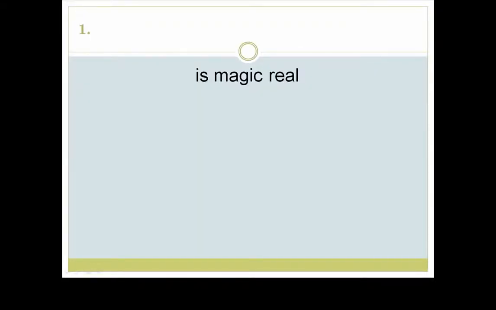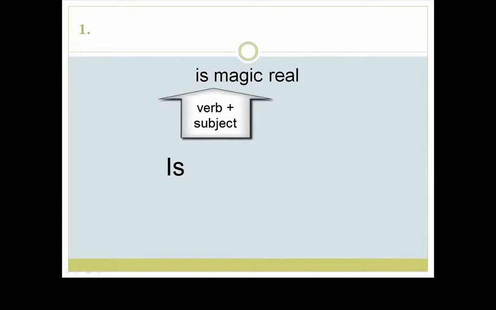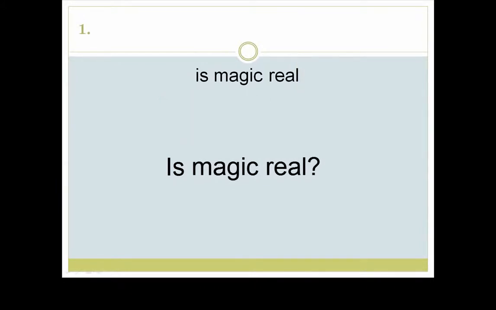Look at the words. We have one complete thought, so let's begin our sentence with a capital letter. Now, are we asking a question or making a statement? If you look at the grammar, you see it's a question. What do we need? A question mark. Is magic real? Let's go on.